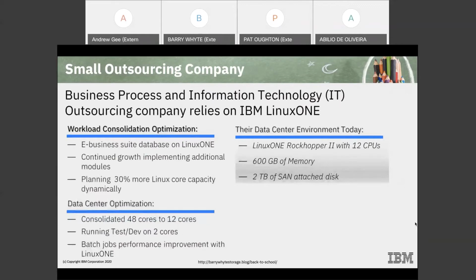Next up is a smaller customer, small outsourcing or managed service provider.